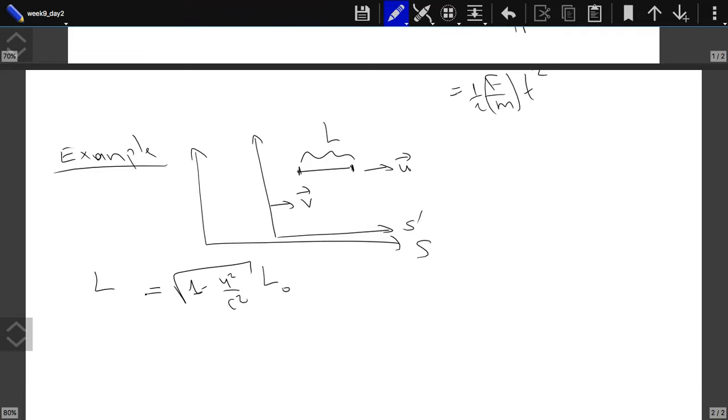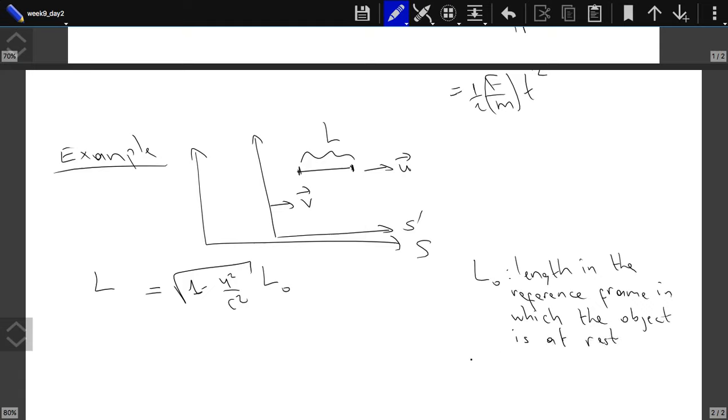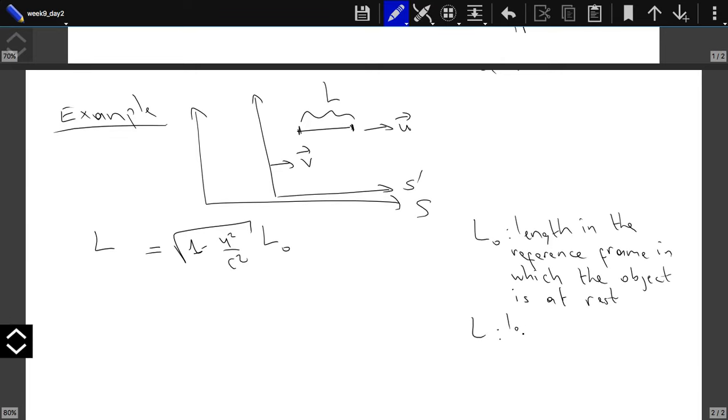Okay, conventions. L0, length in the reference frame in which the object is at rest. L, length in the reference frame, let me just use RF for reference frame, in the reference frame S. And L prime will be the length in the reference frame S prime.